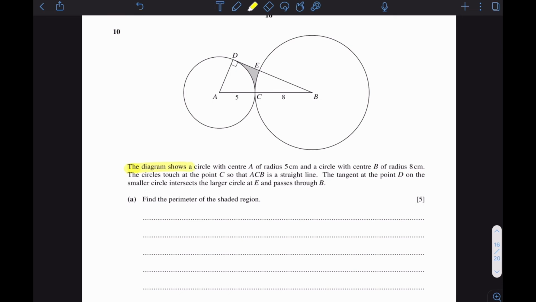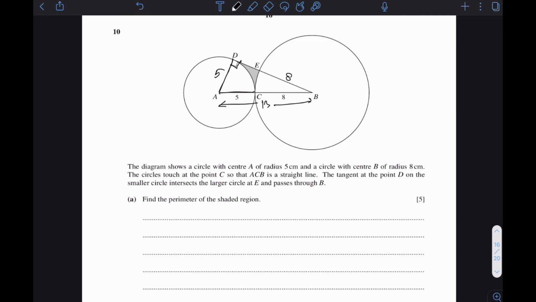Okay. The diagram shows a circle with center A, radius 5 centimeters, and a circle with center B with radius 8 centimeters. The circles touch at the point C so that ACB is a straight line. I mean this whole thing is a straight line. The tangent at the point D on the smaller circle intersects the larger circle at the point E. Okay, fine. So let us take 5, and this is 8. Okay, this is 90 degrees. The whole length is 13.